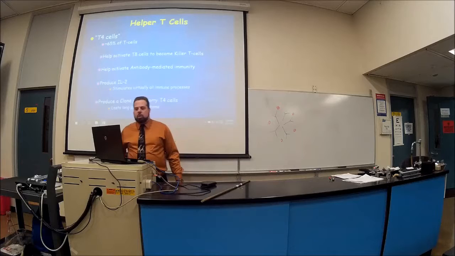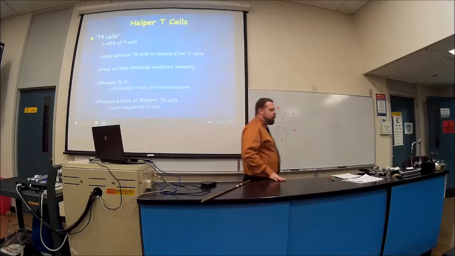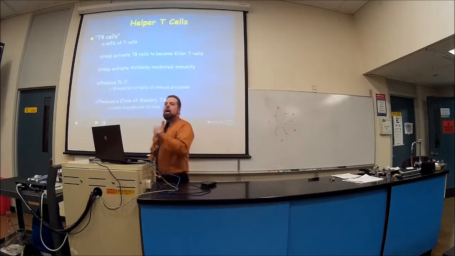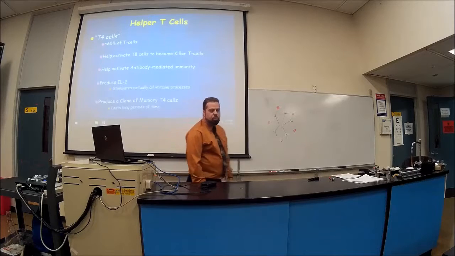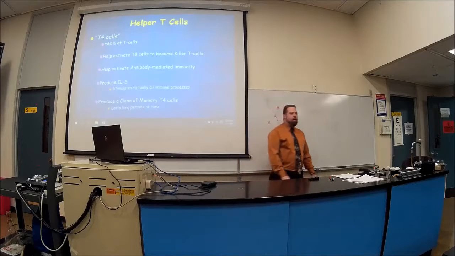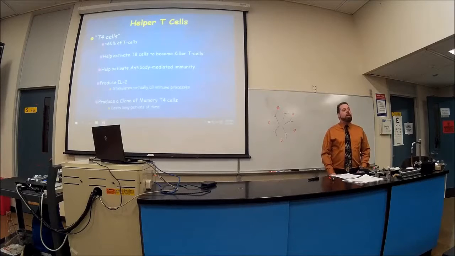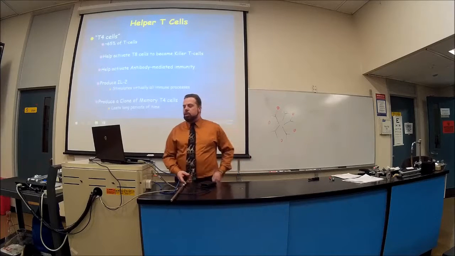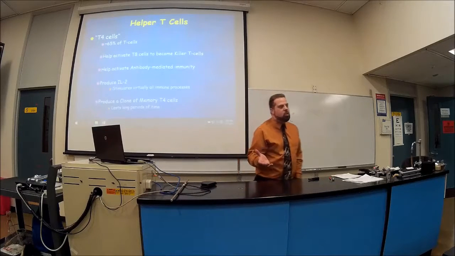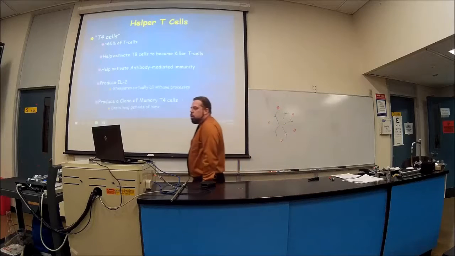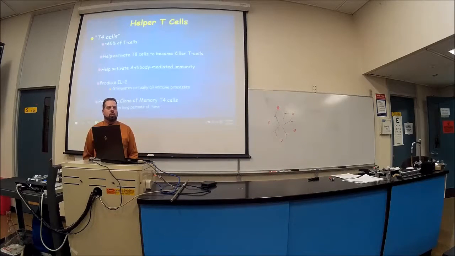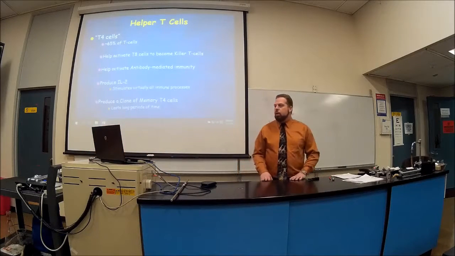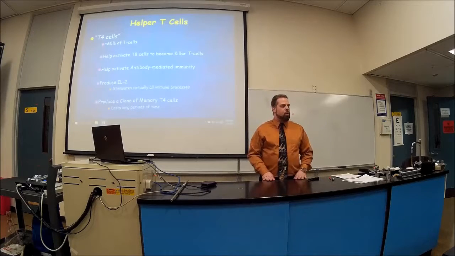So, helper T cells. These are the most abundant T cells that we have in our body, 65%. They help activate T8 cells to become activated killer T cells. They help activate the antibody-mediated system. They help activate B cells and plasma cells. They're going to produce interleukin-2 that's going to stimulate basically all the immune responses. And it's going to produce a clone of memory T cells, T4 cells, helper T cells, so that we can have long periods of time where it'll last forever, okay?